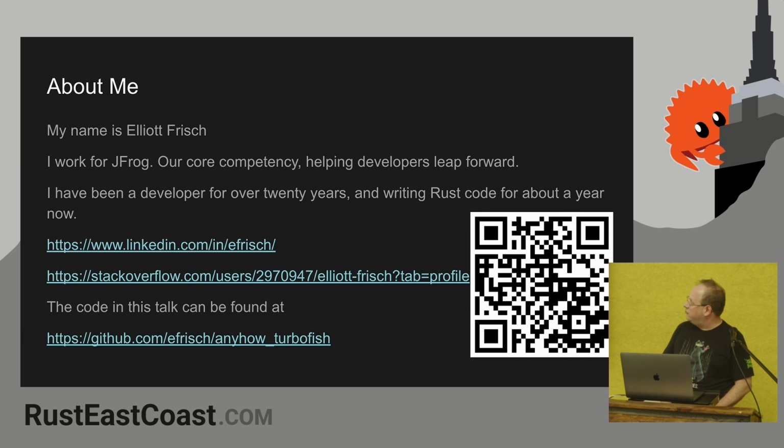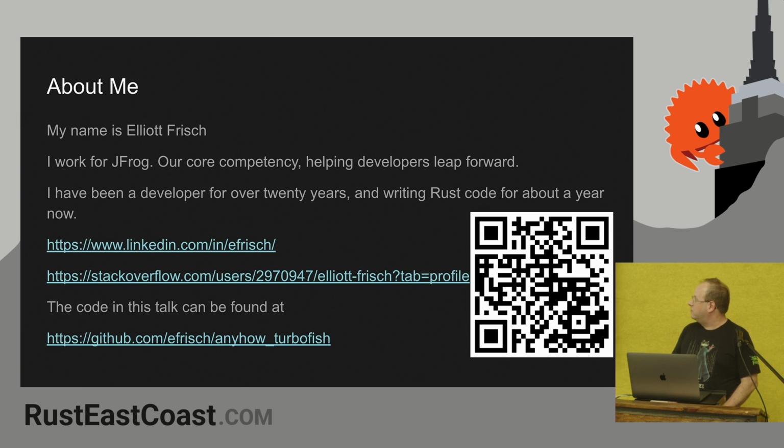Again, my name is Elliott Frisch. I work for JFrog. Our core competency is helping developers leap forward. I've been developing for 20 years and working in Rust for about a year now. Prior to that, I was a system administrator, so I have a lot of background in DevOps.